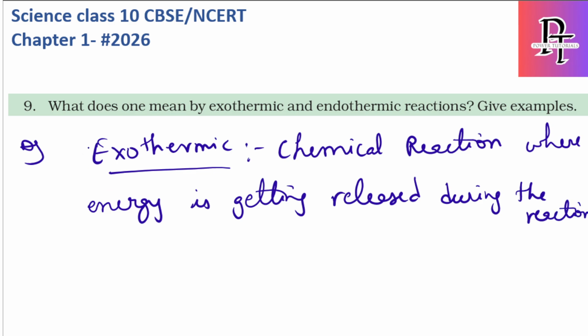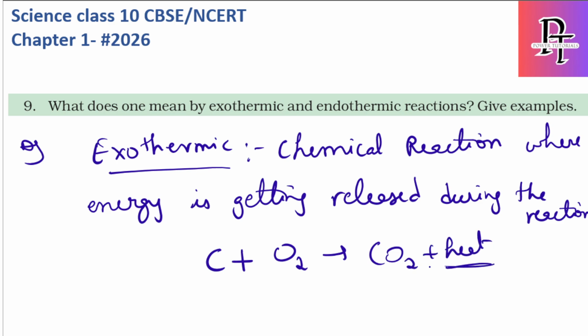For exothermic, we can simply use the combination reactions, because all combination reactions are exothermic. So I'll use coke plus oxygen, that is C plus O2 gives rise to CO2 and heat. Heat is nothing but energy, hence it is exothermic. Now the second one, endothermic.